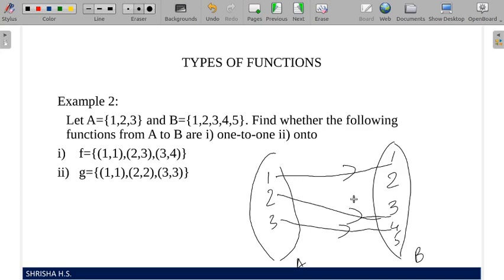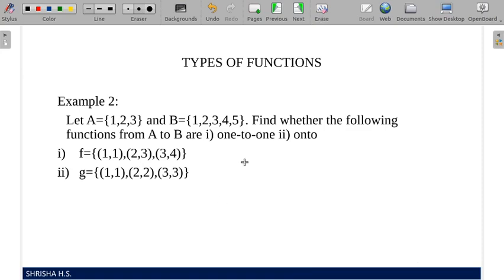So if we observe here, there are 3 elements and here there are 5 elements. So it is very difficult to make it a one-to-one correspondence or onto function, because only 3 elements are there, and here 5 elements are there for the mapping in the set B. So obviously it's very difficult to do that. And also as it is given in the question, we will just solve that.